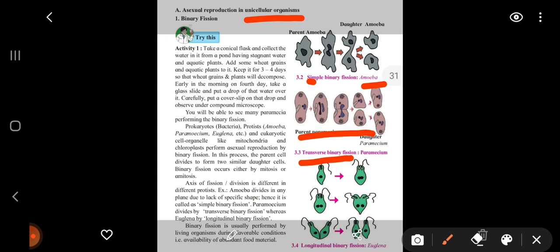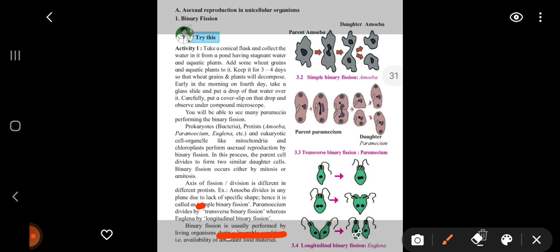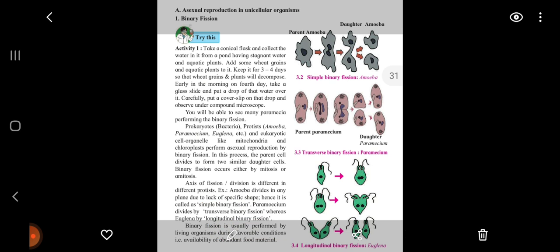And here it's simple binary fission, you have no plane, they divide themselves in any plane. And this one, longitudinal binary fission. It is taken from the axis or the longitude. An example is euglena. Binary fission is usually performed by living organisms during favorable conditions. When they have favorable conditions, at that time they divide themselves. So we have simple binary fission, transverse binary fission, longitudinal binary fission. Remember, binary fission is the division of a single unicellular organism into two.